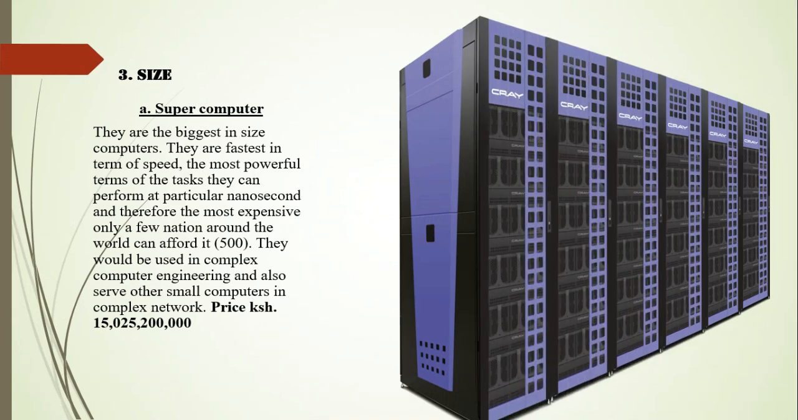Now from there we go to classification according to size. The first one is the supercomputer. They are biggest in size and fastest in terms of speed. They are most powerful. They perform tasks in nanoseconds. You can imagine, in the blink of an eye it has just completed everything. Then they are expensive and only a few nations around the world can afford them.